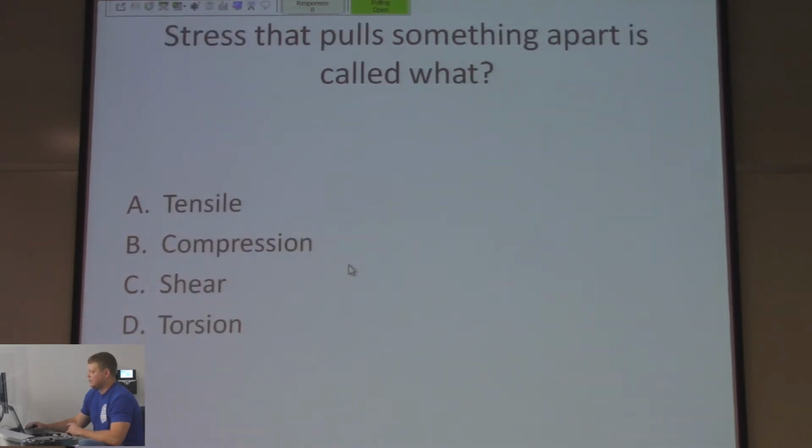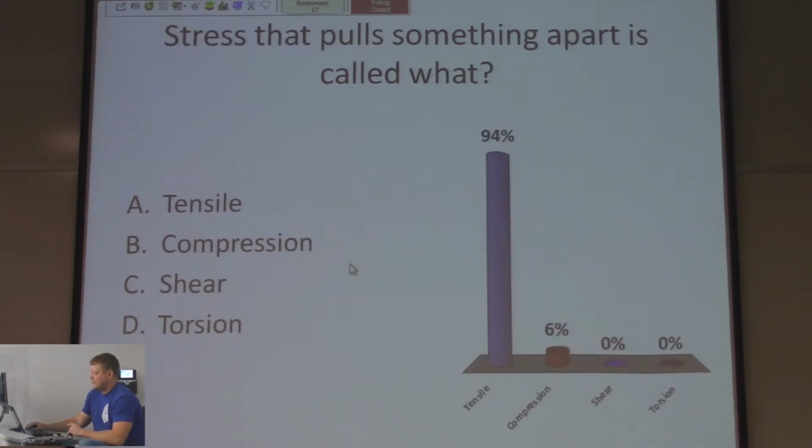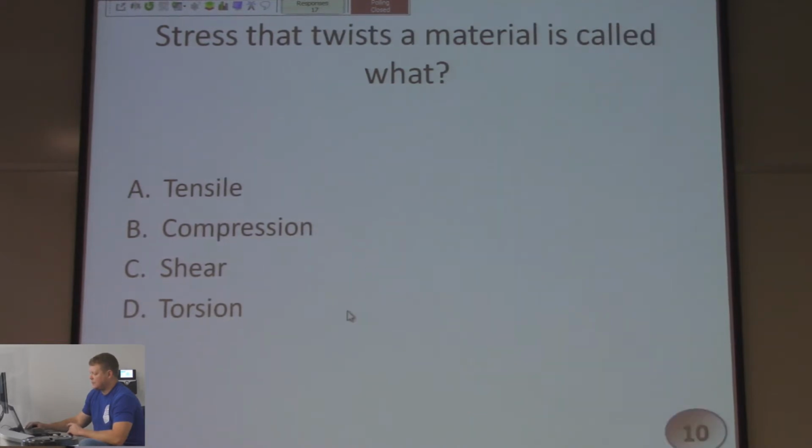Stress that pulls something apart is called what? Tensile, compression, shear, or torsion. This should be automatic, right? 94% of you are absolutely correct. Tensile stress pulls it apart.